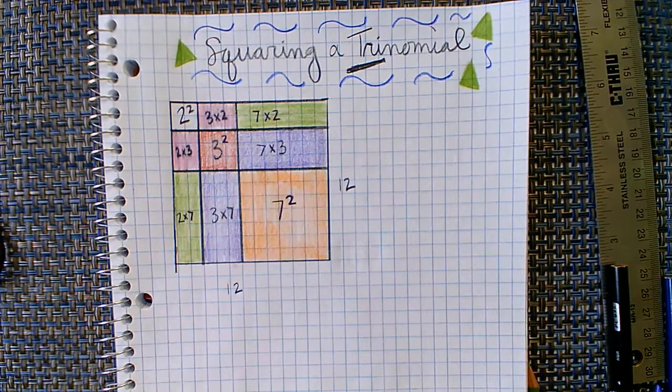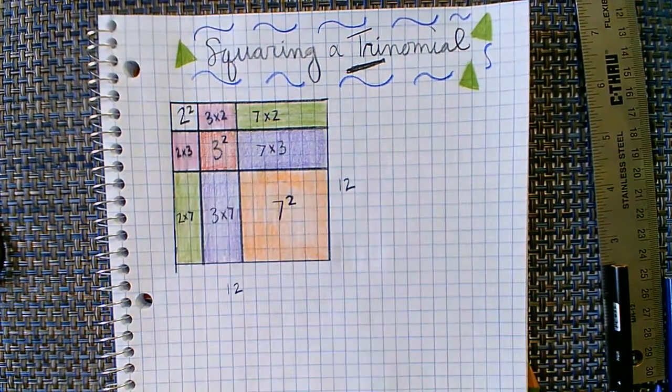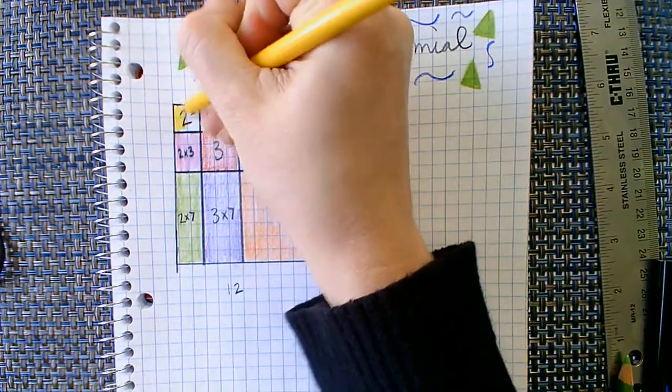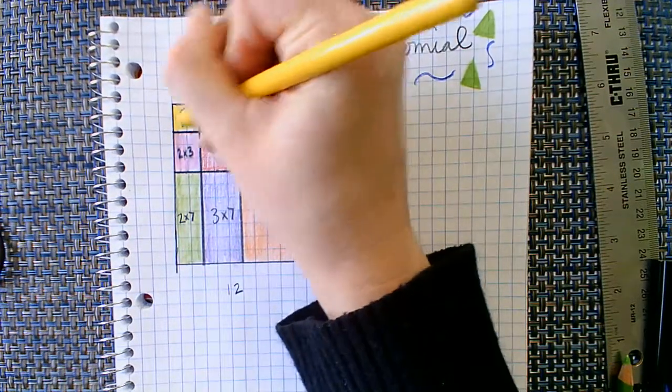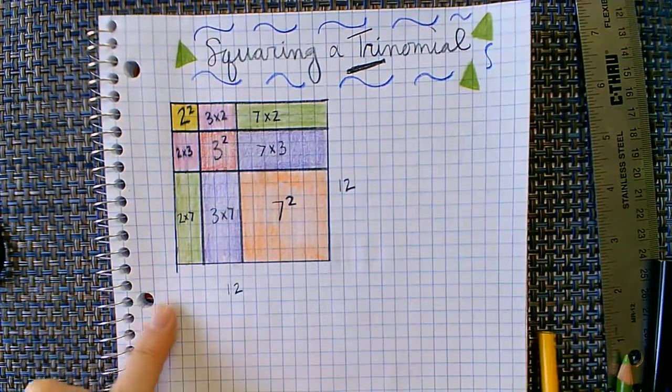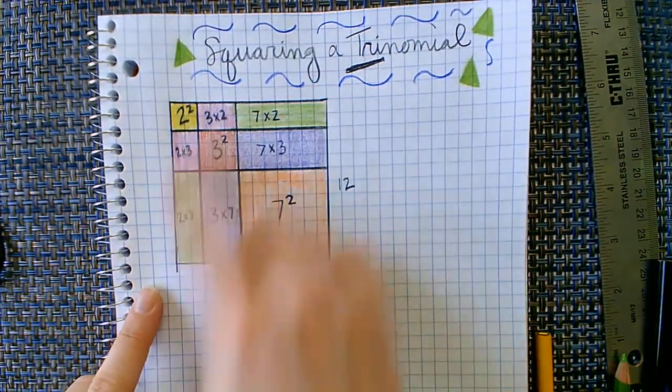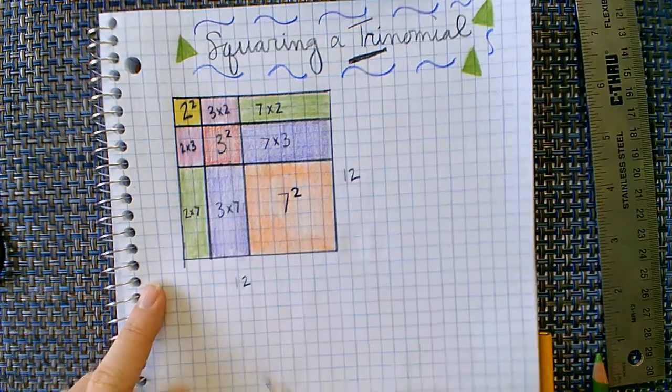And last but certainly not least, I have my 2 squared. Well, at least in this trinomial, the least of value, but you know what I mean, last but not least. I'll do yellow. So now I'm going to take all the pieces of my trinomial and write them out.